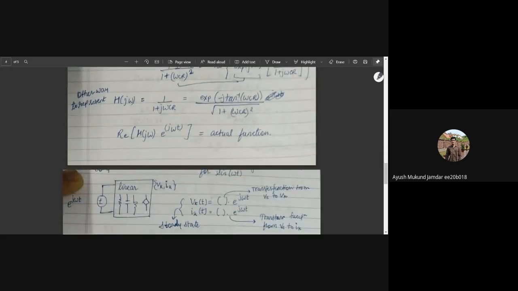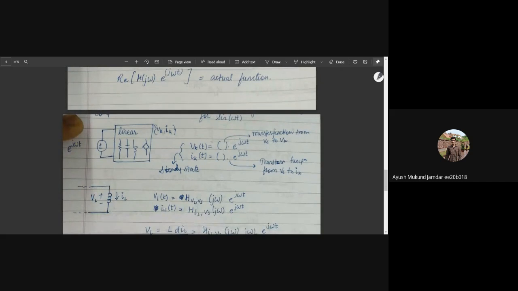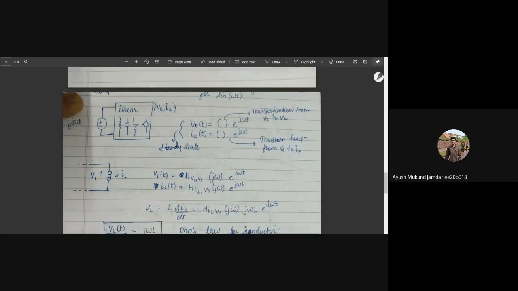And going ahead, this now tells us that a linear system, whatever it may consist of, resistors, capacitors, inductors, dependent sources, we in steady state can represent any voltage as a transfer function times exponential j omega t, where omega is the frequency of the source. And the same goes for the current as well.